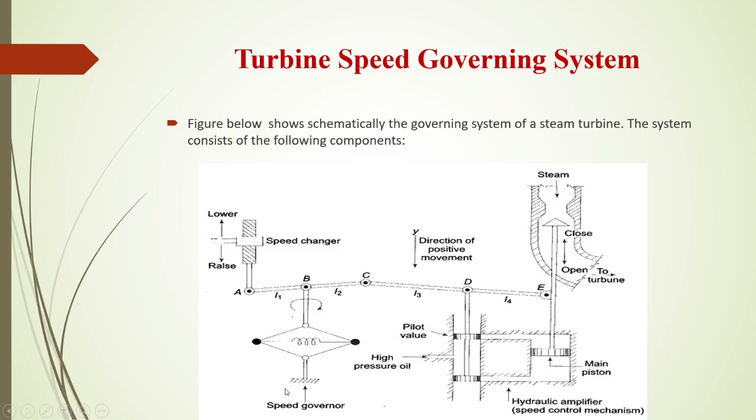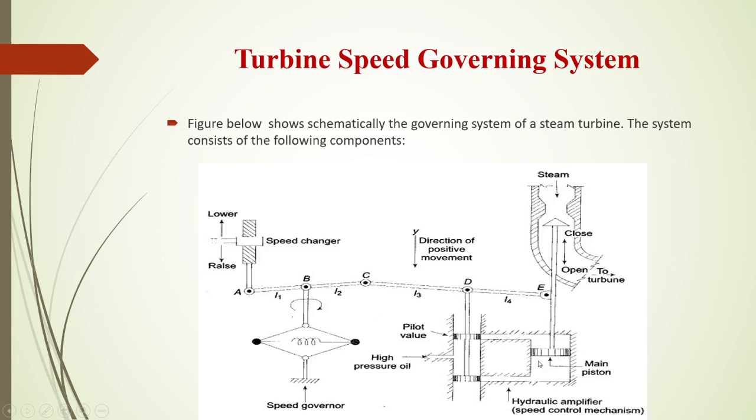What is the operation of a speed governor? This is the heart of the system, which senses the change in speed, and hence the change in frequency. When the speed increases, the fly balls will move outwards and the point B on the linkage mechanism will move downwards. So as speed increases, the fly balls move outwards and point B comes downwards. If the speed decreases, then point B will move upwards.